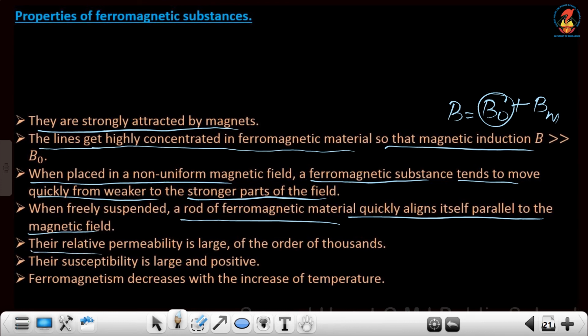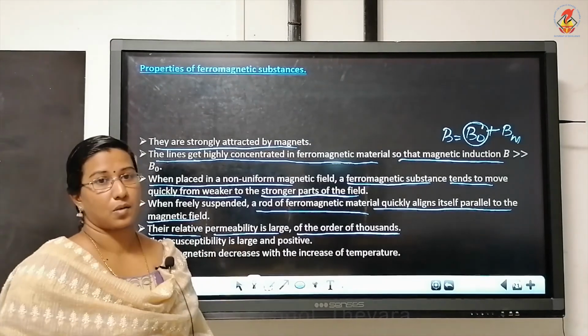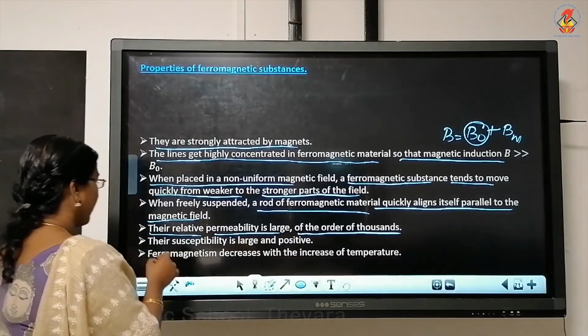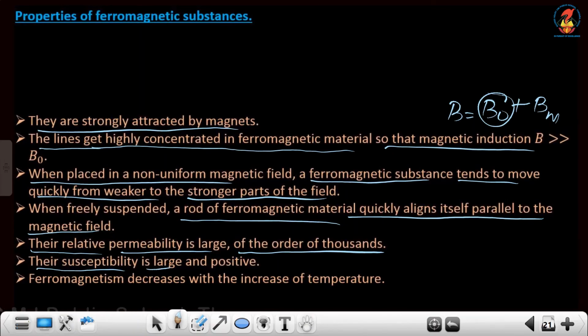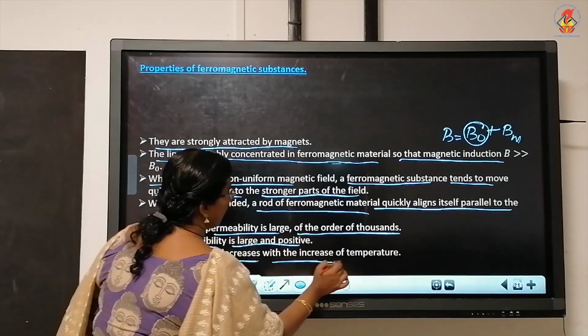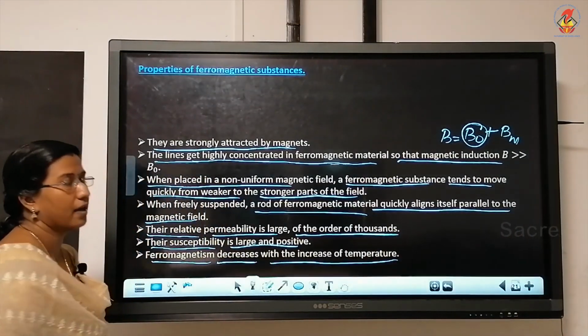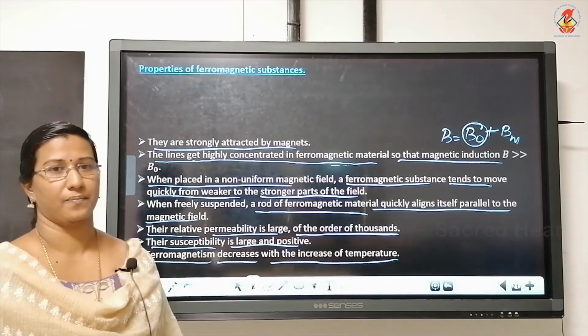The relative permeability of a ferromagnet is large and is of the order of thousands, having a very high value. Why? Because most of the external field lines will pass through a ferromagnetic substance, and their susceptibility is large and positive. But the thing is, it is temperature dependent. The property of ferromagnetic material is temperature dependent. Ferromagnetism decreases with the increase of temperature as given by the Curie-Weiss law.